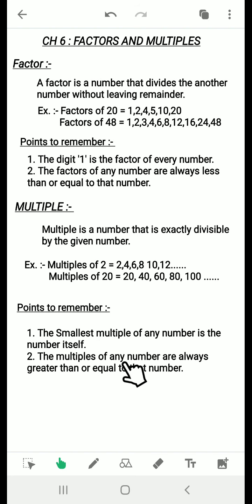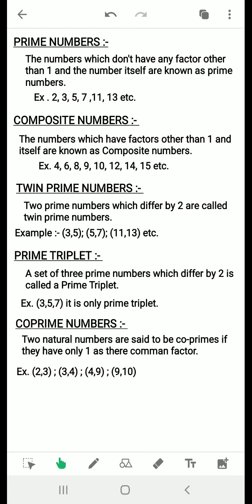The multiples of any number are always greater than or equal to the number. As I told you, the factors of any number are always less, and the multiples are always greater than or equal to the number. You can see the examples also. All the multiples are greater than the given number, or can be equal also. So these were some basics about factors and multiples. Now let's move to the next topic.